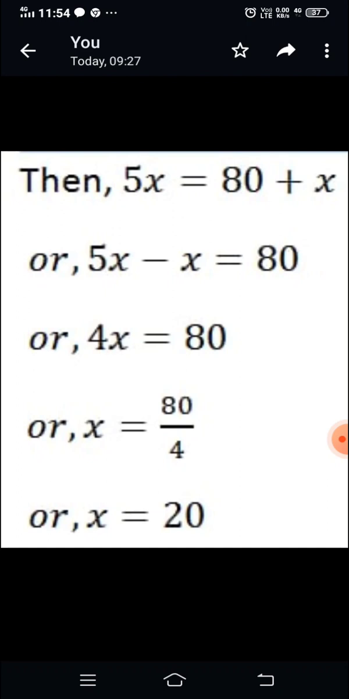Now we transpose 4 from the left hand side to the right hand side. So x is equal to 80 divided by 4. Now we have the solution, x is equal to 20.